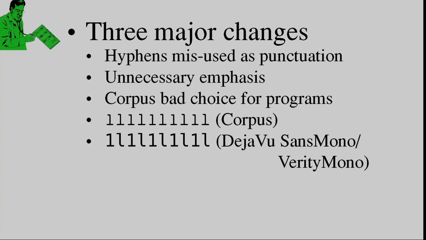So I hunted around and I found DejaVu Sans Mono and its simplified version, Verity Mono, both of which are on the Pling store. So they're a free download, no problem. And it's quite obvious what's a 1 and what's an L. So that was a major choice that was not very difficult to make.